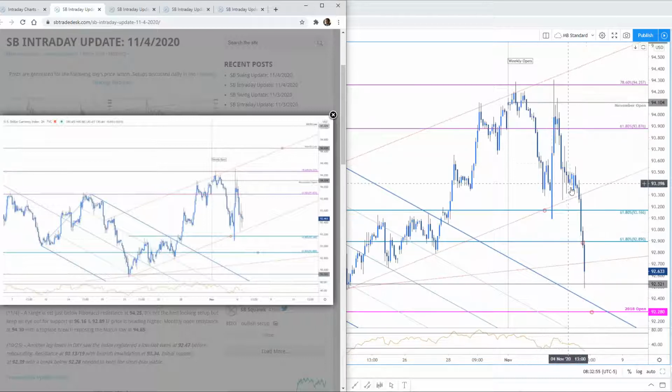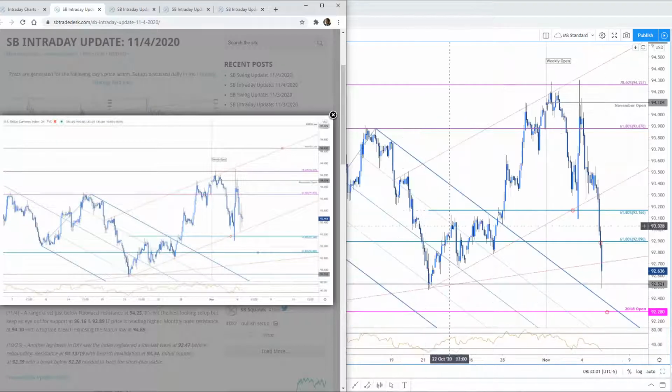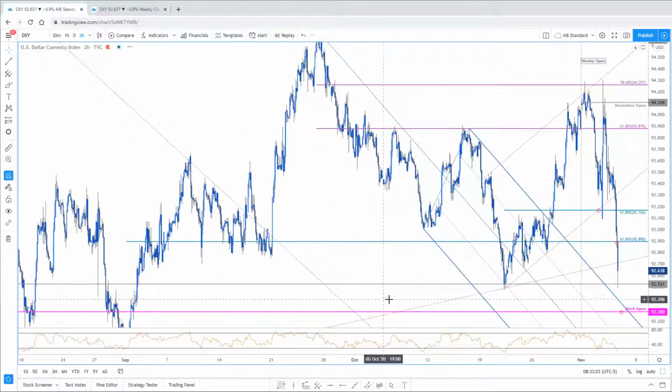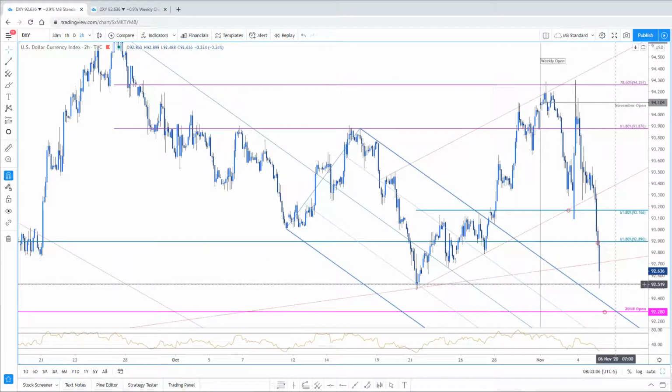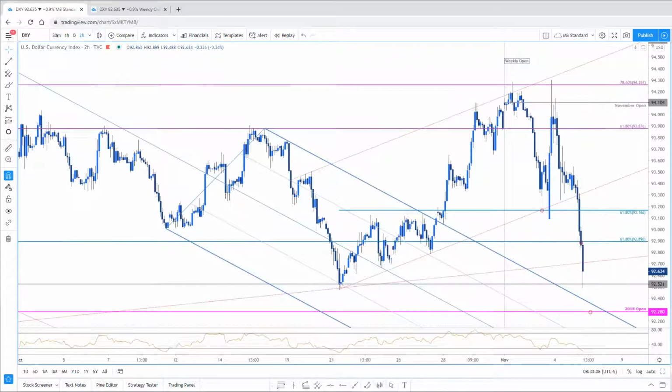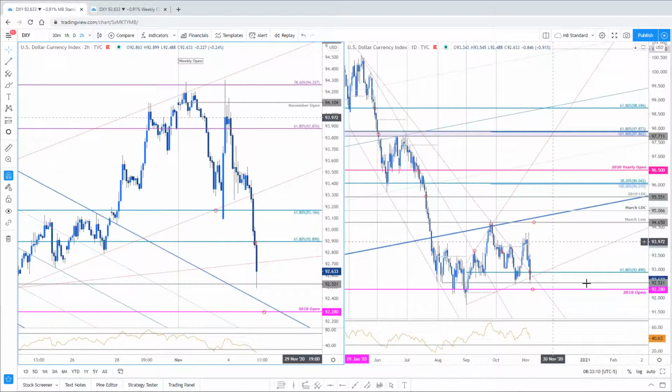So we saw the drop happen, broke support, acceleration, 618 made very little time, 92.89 right through that. Here's some interesting levels now. We're going back into that 92.52 level. Just lower is the 2018 open. Here's what it looks like on the daily chart.